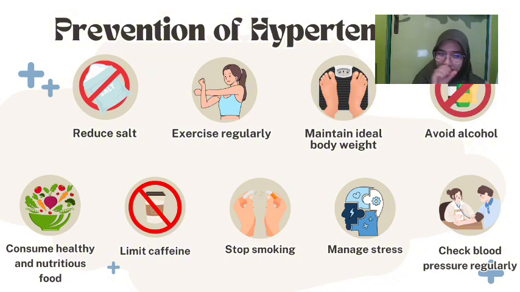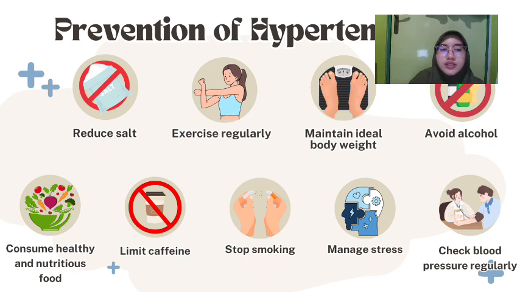Number six is limit caffeine. Apart from alcohol, you also need to limit your caffeine intake to prevent hypertension. The caffeine content can be found in various drinks such as coffee, tea, soft drinks, and energy drinks. Caffeine is known to increase blood pressure in some people, especially those who frequently consume caffeinated coffee. Therefore, you should not consume more caffeinated drinks than the limit to prevent high blood pressure. Drink tea and coffee in moderation and don't make these drinks your main source of fluid.